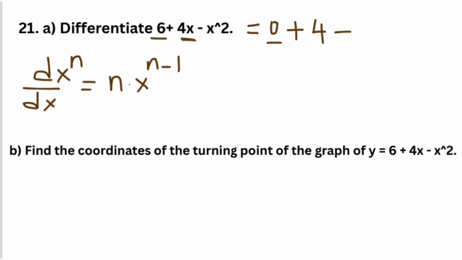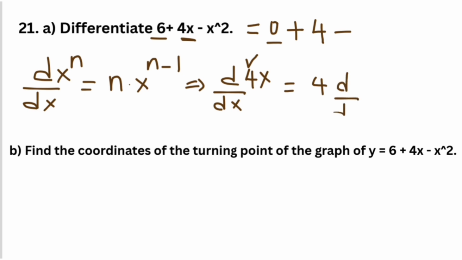When you do it with the 4x, this constant you have to write at first. Then you have to write d by dx of x. So it is going to be 1. So the differentiation of 4x is only 4. So the second term is 4.